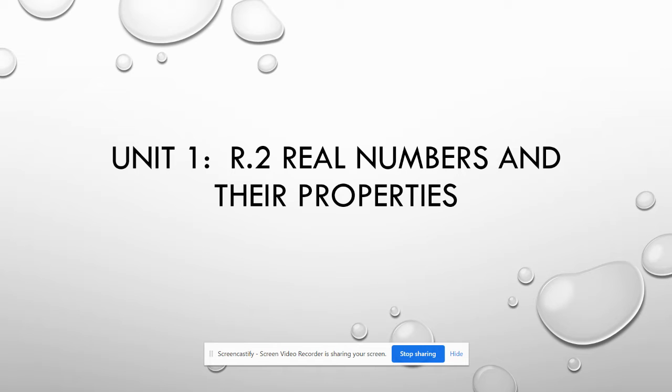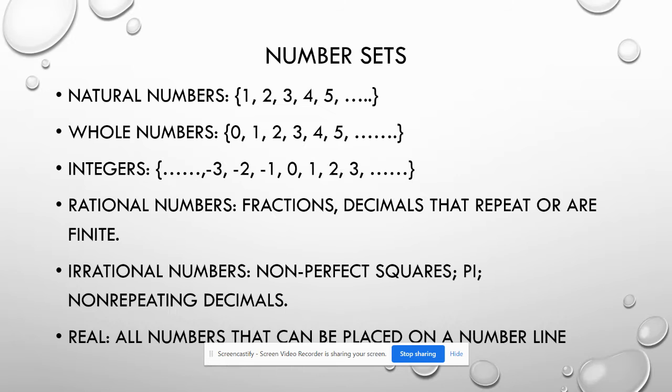Welcome back, everybody. We're going to start section R.2 today on real numbers and their properties. So let's start with what each of these number sets are. We have natural numbers, which are your counting numbers, 1, 2, 3, 4, 5. The addition to the number set for whole numbers is adding 0. 0 has a hole in it. That's kind of how I try to remember that.